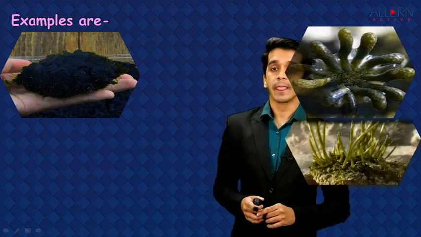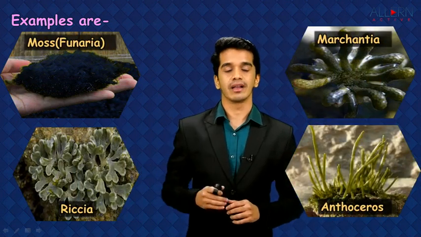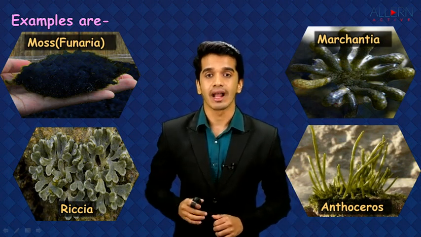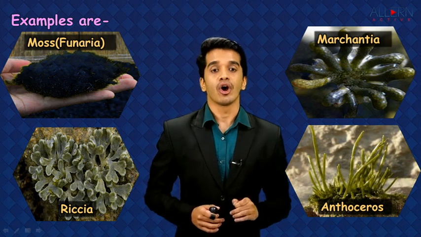Let us study a few examples of bryophyta. The first example is moss, called Funaria, as you can see here. The second example is Riccia. The third example is Marchantia, and the fourth example is Anthoceros.